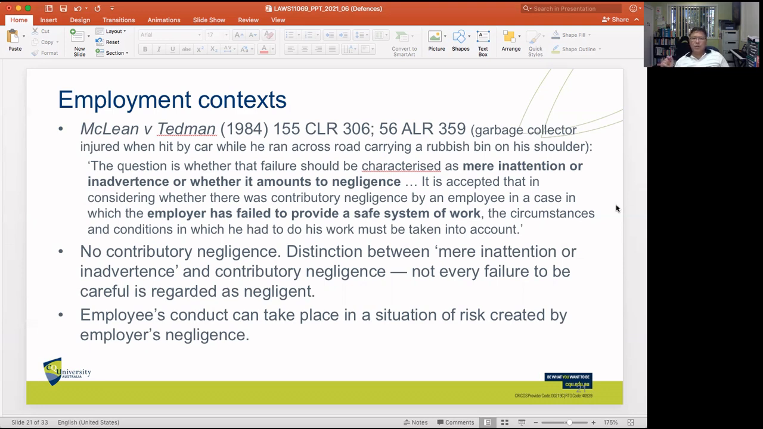So anyway, in this situation, it was more efficient for the garbage collector to cross the street. So that became the practice. And then that individual was hit by a car. The question then is whether that failure by the garbage collector should be characterized as mere inattention or inadvertence, or whether it amounts to negligence.